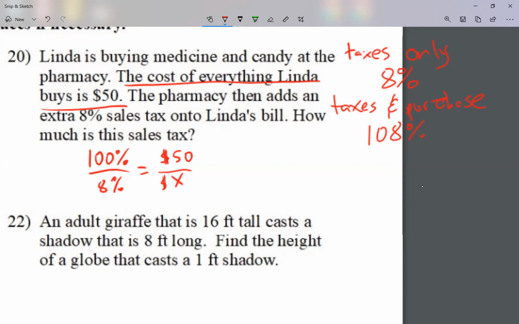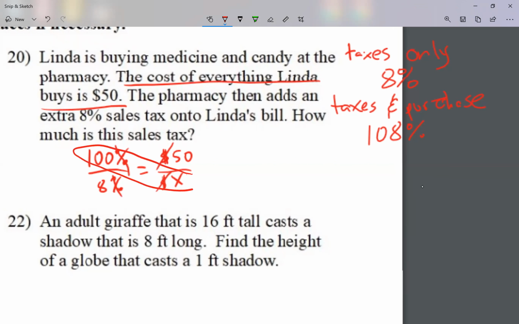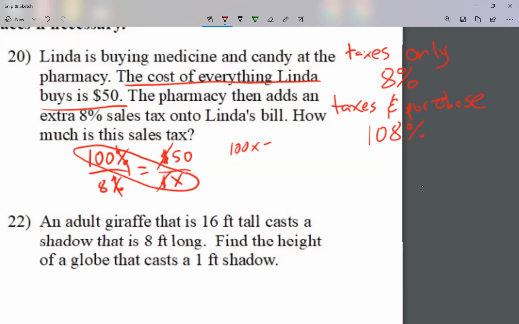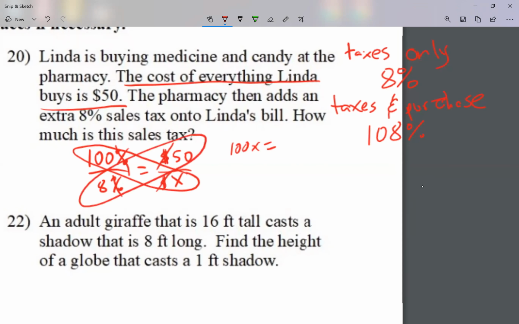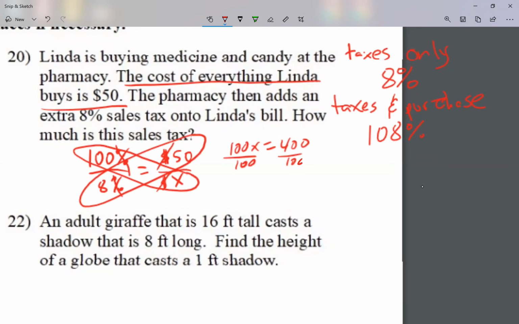Okay, so in this case, the percentages cancel out, the dollar symbols cancel out. So I'm just going to go 100 times X is equal to 50 times 8. Let me divide both sides by 100. X is equal to 4. So $4, that's how much she pays in taxes.